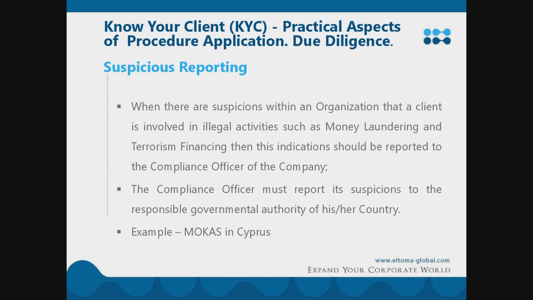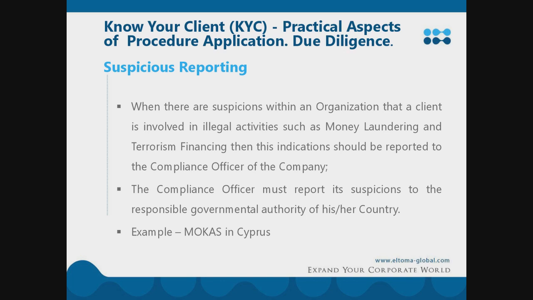Next slide. Suspicious reporting. If you have a compliance officer in your structure inside your company, definitely he will provide some suspicious reporting. Suspicious reporting is a procedure or a situation where there is a suspicion in the organization that a client may be involved or is involved in illegal activity such as money laundering or terrorist financing, then these indications should be reported to the compliance officer of the company. So each employee could make such a report to your compliance officer.